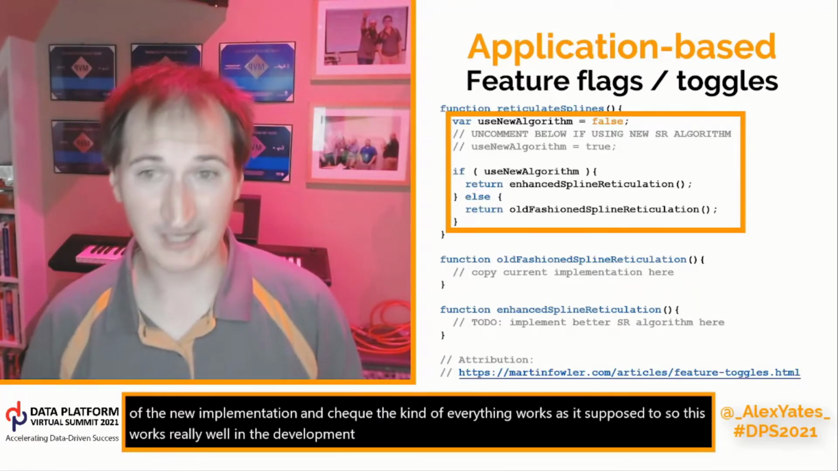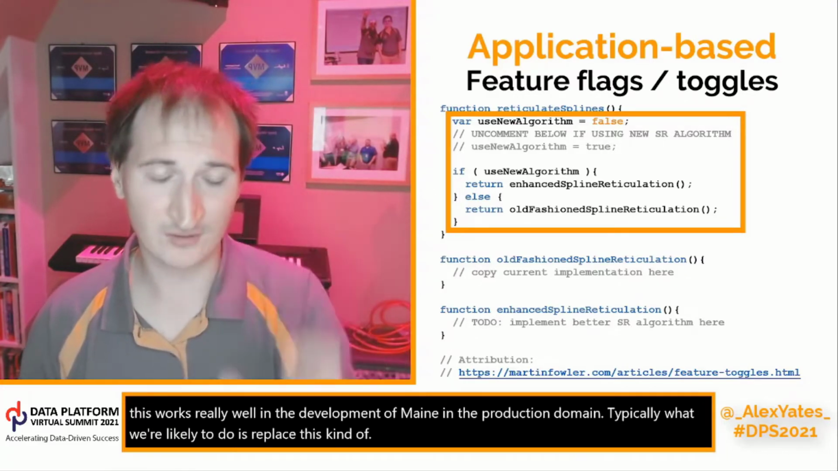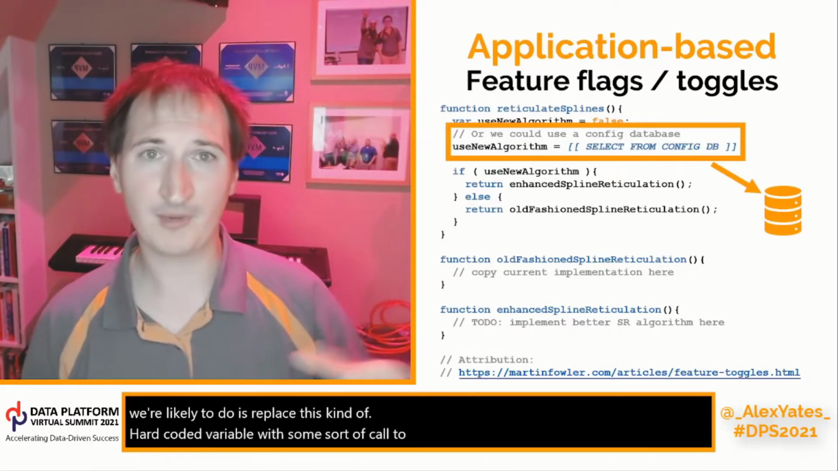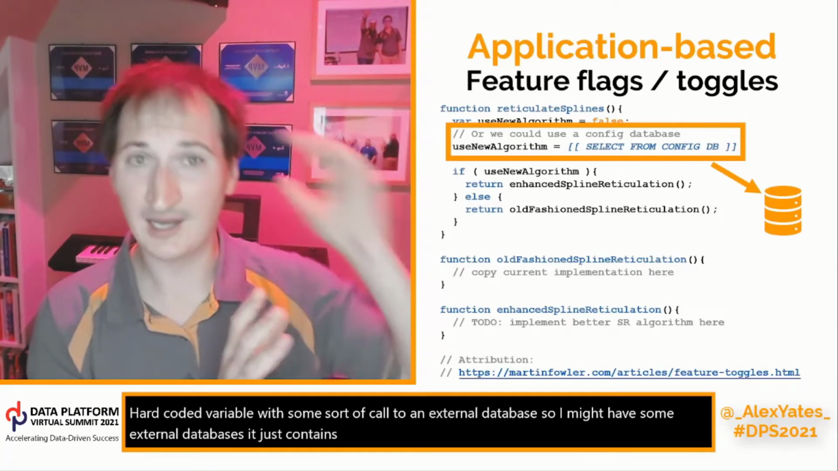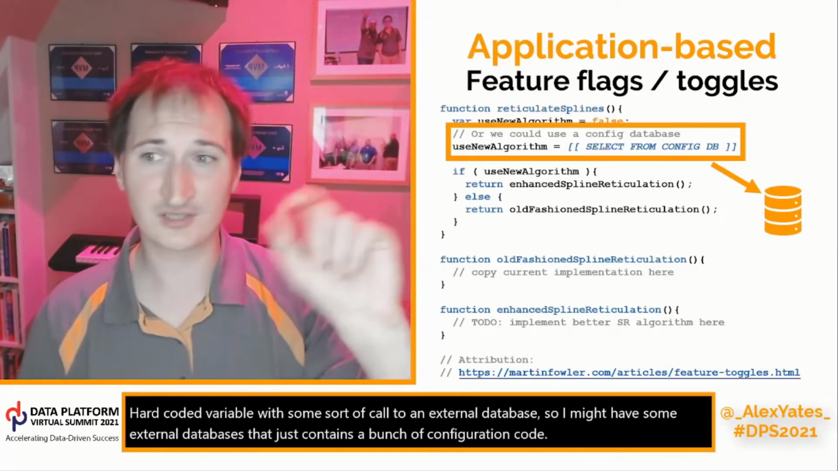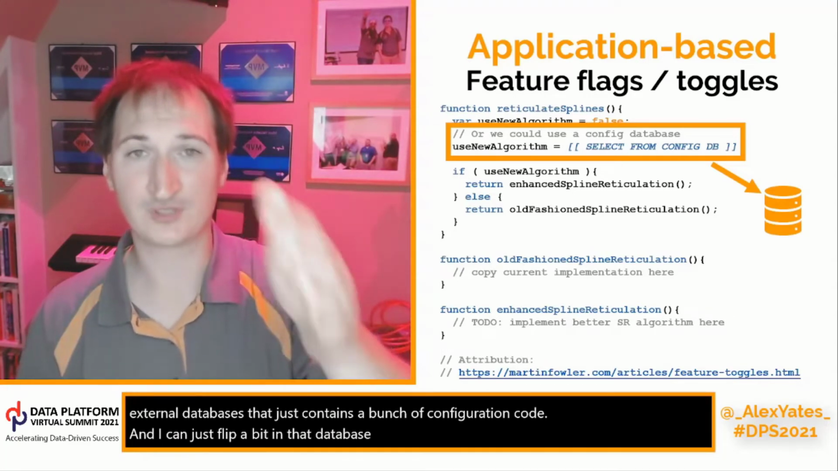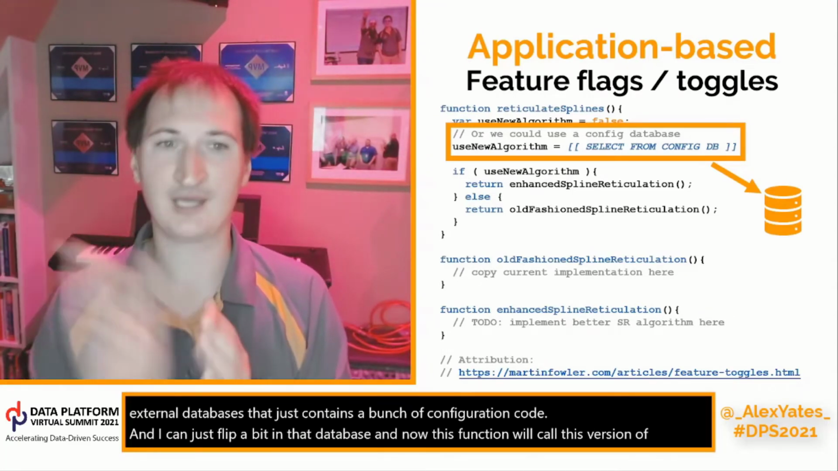In the production domain, typically what we're likely to do is replace this kind of hard-coded variable with some sort of call to an external database. So I might have some external database that just contains a bunch of configuration code, and I can just flip a bit in that database, and now this function will call this version of the implementation rather than that version.